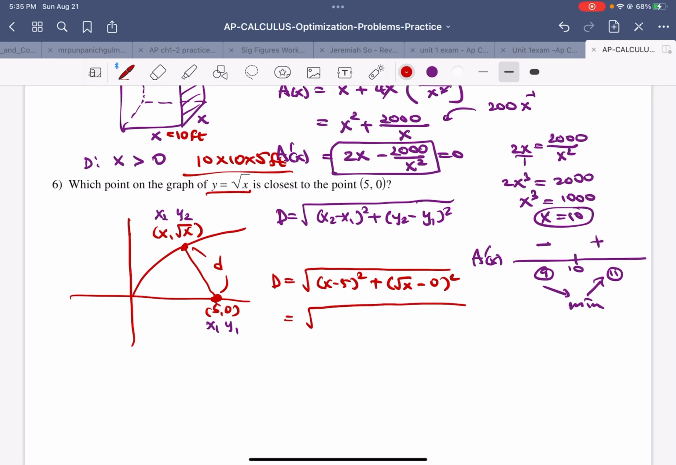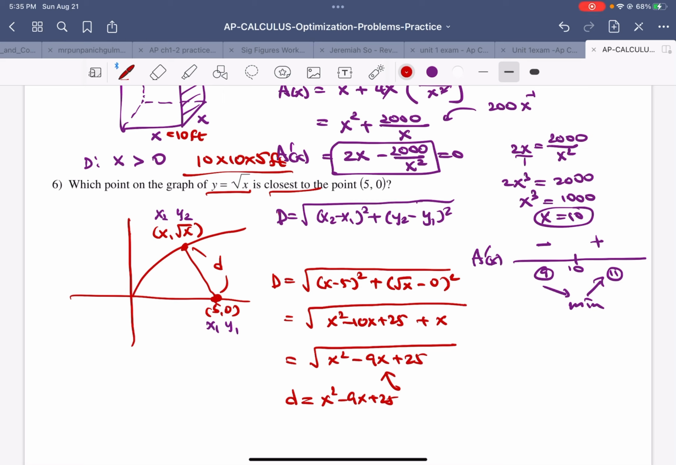So when you simplify inside, x squared minus 10x plus 25, and root x squared is just x. So x squared minus 9x plus 25 when you collect like terms. Now, you need to find the minimum distance, right? So to find the minimum there, you need to find the minimum inside. Okay, let's say small d is x squared minus 9x plus 25. To find the minimum, the derivative of that is 2x minus 9. So to find the critical value, you take the derivative and set it equal to 0. So 2x equals 9. So x is 4.5 when you divide it.